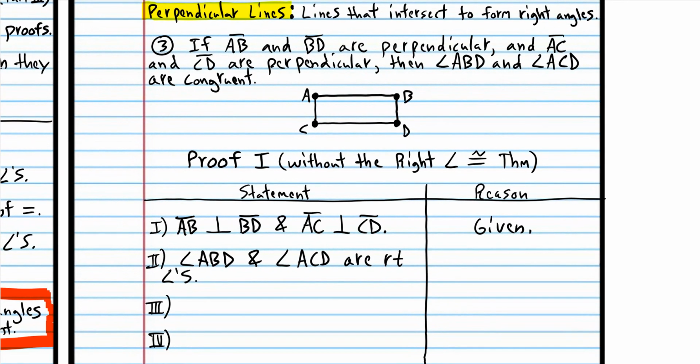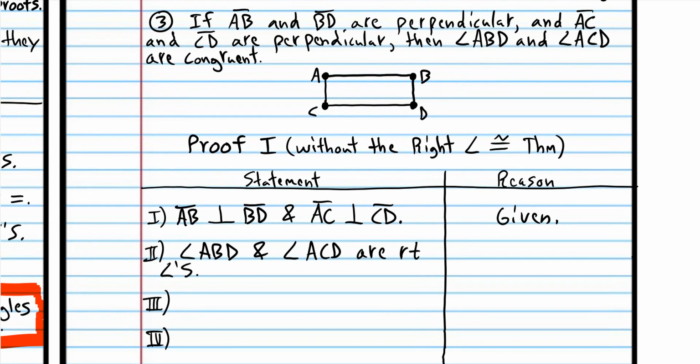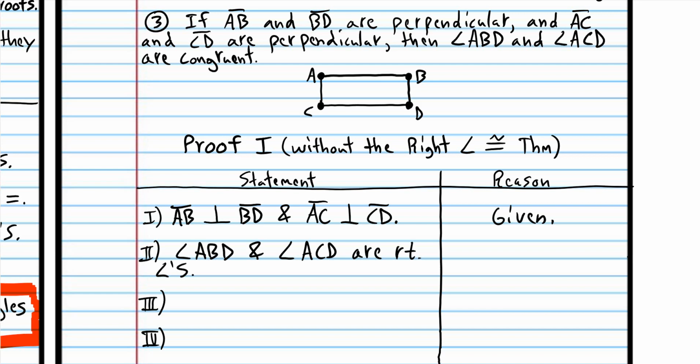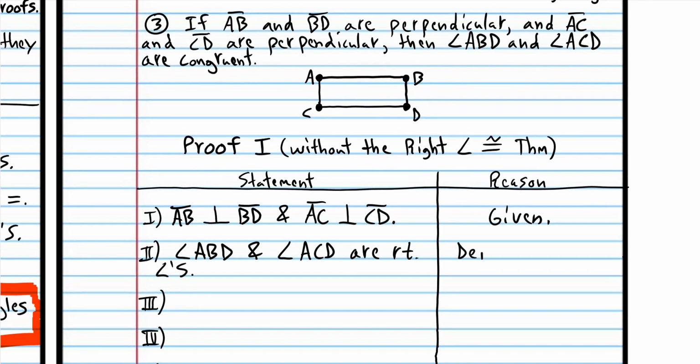So again, that's just the definition of perpendicular. If these are perpendicular, then the angles formed by the intersection of those segments must be right angles. So I think that's right. Right, and that is the definition of perpendicular.